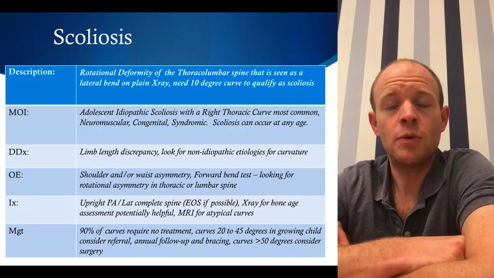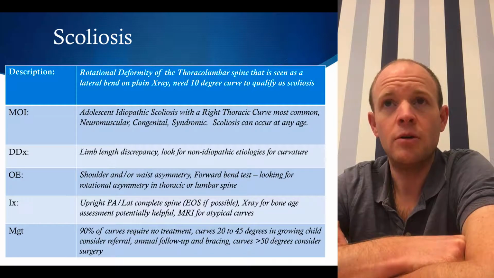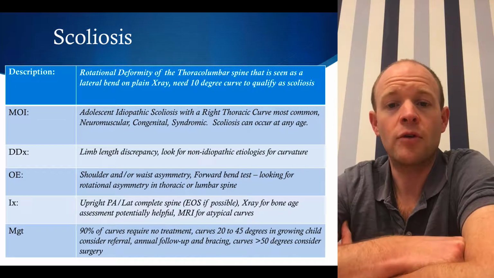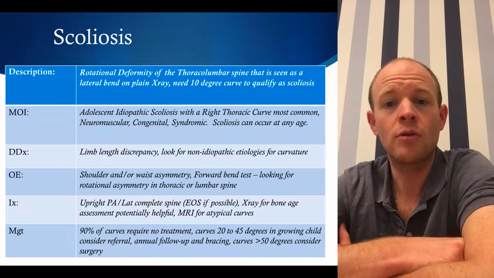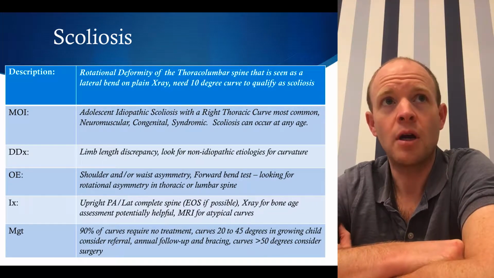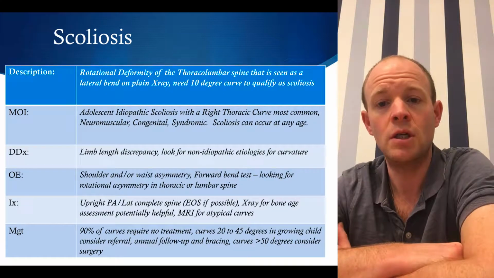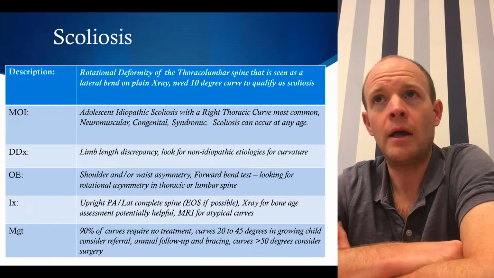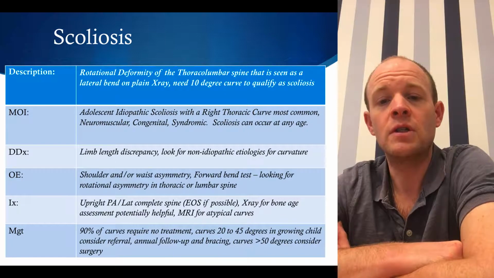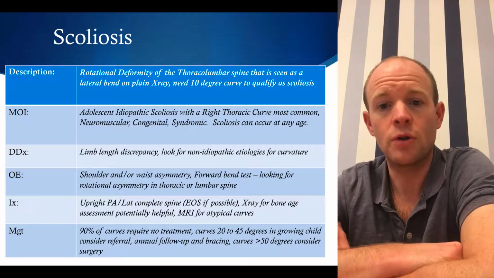Management: patients with a growing spine who have significant growth remaining and have a curve between 25 and about 45 degrees are a good candidate for bracing. I recommend looking at the BRACE trial, which was published in the New England Journal of Medicine in 2013, by Weinstein, and it goes into detail about the benefits of bracing for scoliosis.